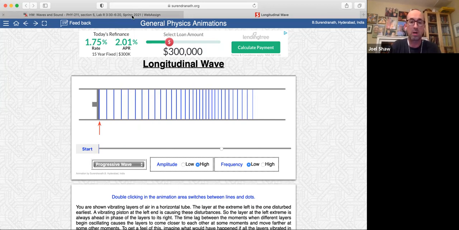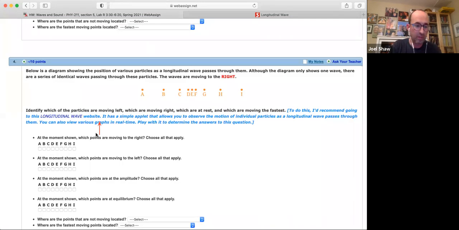So if I go back to my particular problem, and I'm looking here for, let's see, at the moment shown, which points are at equilibrium. Okay, so here's my diagram. And you can see now D, E, and F are all clumped together. And you might be tempted to pick all of them, but no, because we're only picking one, because only one of those is actually at equilibrium.